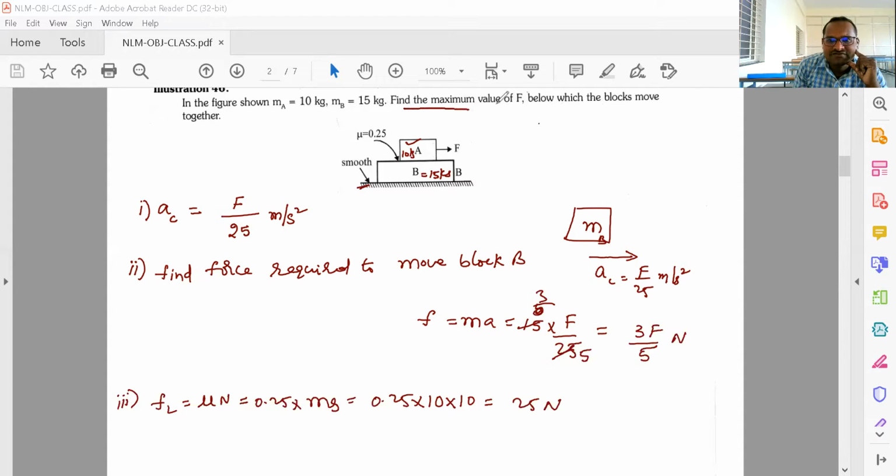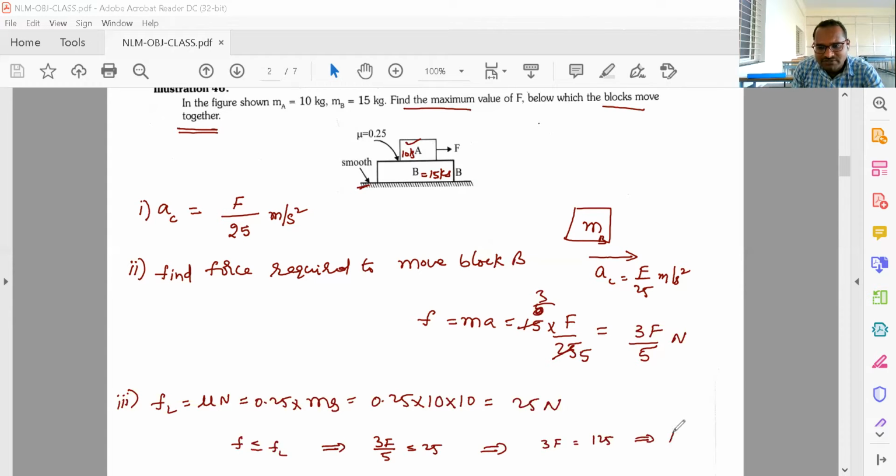So the question is to find the maximum value of F below which both the blocks move together. For both the blocks to move together, what is the condition? The condition is that the required force should be less than or equal to the limiting frictional force. That is, 3F by 5 should be less than or equal to 25. That is, 3F should be equal to 125. That implies F is equal to 125 divided by 3 Newton. Yes, this is the force required so that both the blocks move together.